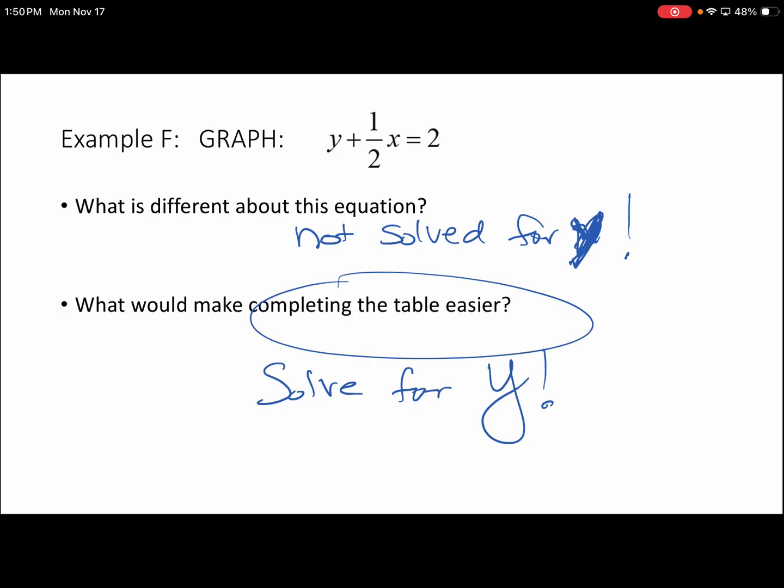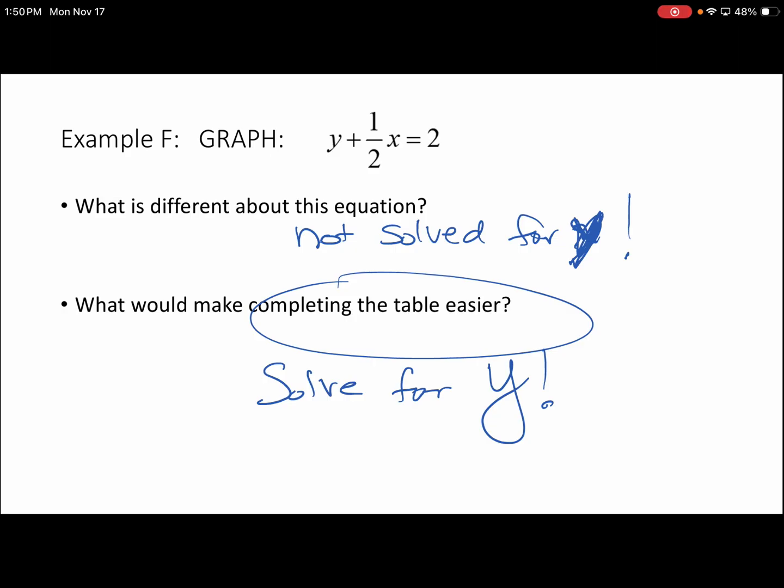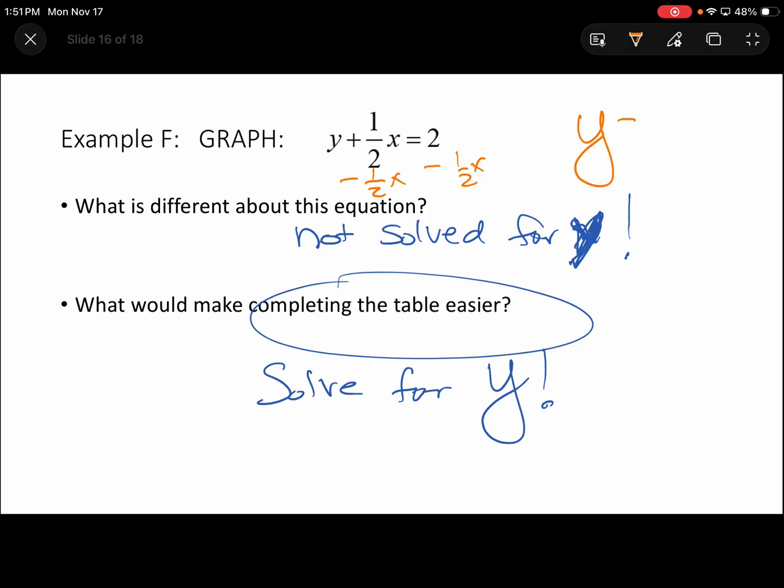So what should your first step be? Solve for y. How would I solve that for y? What would I need to do there? Well, maybe it'll let me bring down my pen. There we go. What would I need to do here, Alexis? Subtract 1/2 of x, which would leave me with y equals negative 1/2 x plus 2. Always write the constant term last.